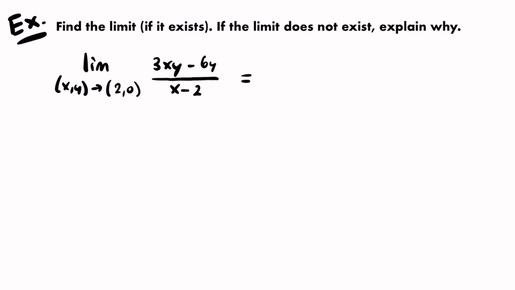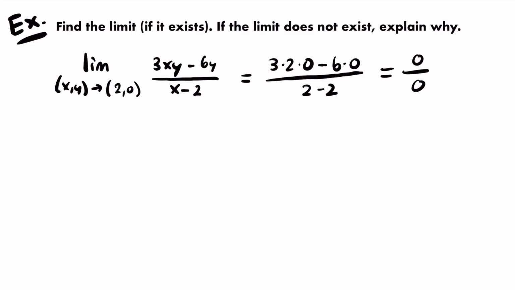If we do that here, we'll get 3 times 2 times 0 minus 6 times 0, divided by 2 minus 2. Right, we replaced each of those x's with 2 and both of those y's with 0. But then simplifying, 3 times 2 is 6, times 0 is 0, minus 6 times 0, which is also 0. So we get 0 in the numerator divided by 2 minus 2, which is also 0. And so we get 0 divided by 0 for this limit, which is an indeterminate form. We cannot determine if the limit exists or not based on that value. So we have to do something else.